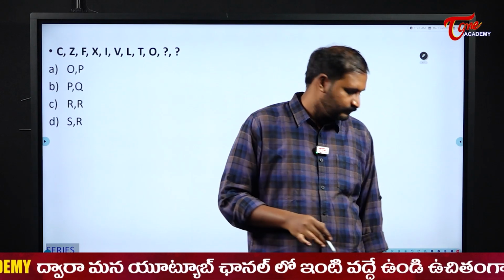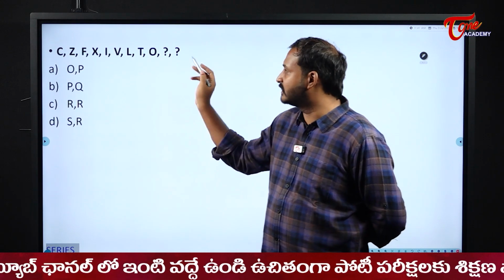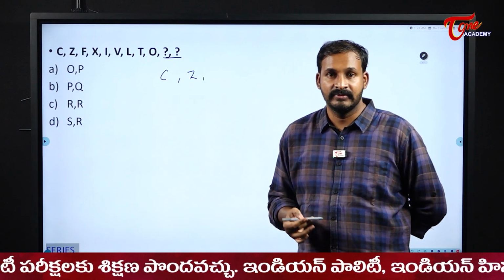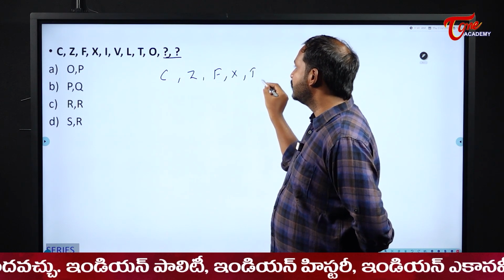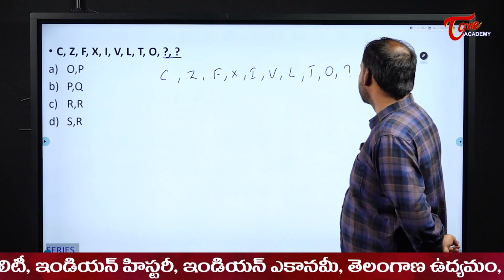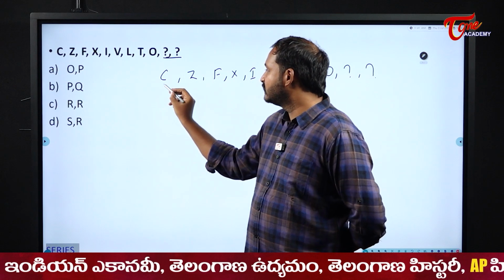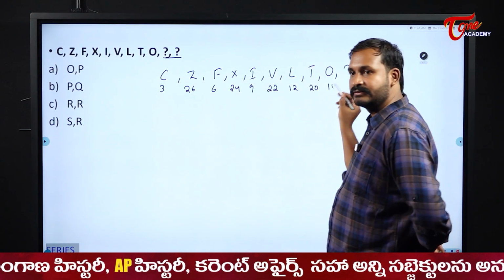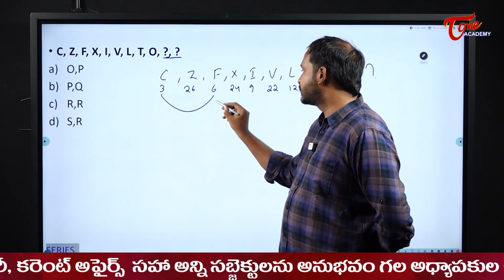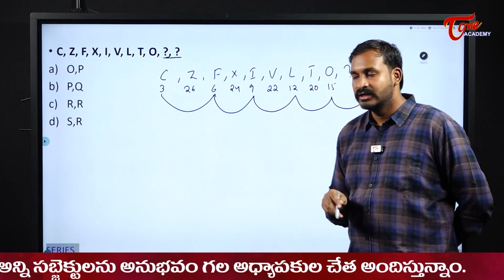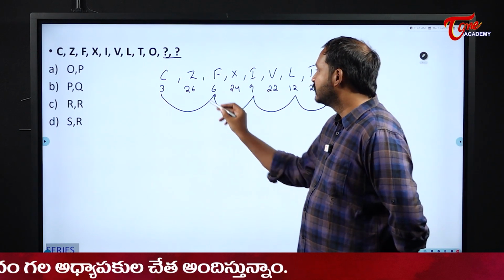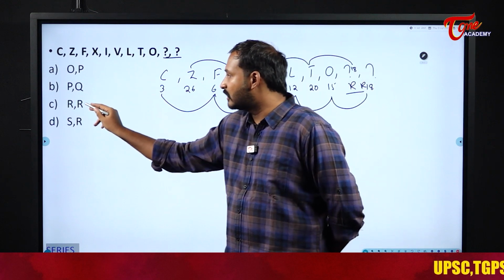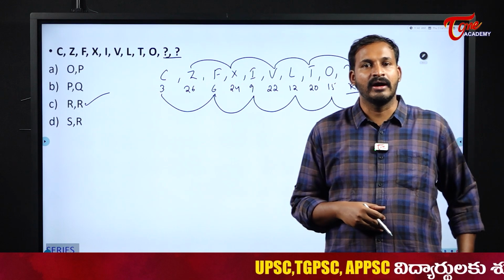Understood? Next one. C, Z, F, X, I, V, L, T, O, something like this. So C, Z, as I already told you, whenever you have 2 question marks, there is a high chance of having 2 series in that. So C, Z, F, X, I, V, L, T, O, and question mark and question mark. Now what happens here for me? 3, 26, 6, 24, 9, 22, 12, 20, 15. Now please see here: 3, 6, 9, 12, 15. These are multiples of 3, right? So what should I get here? I should get 18. Next, Z, X, V, T. What will it become? 18. What does it become? R, R. So our answer here becomes R, comma, R.